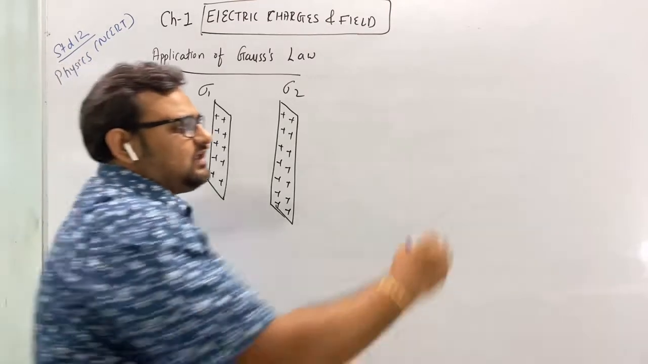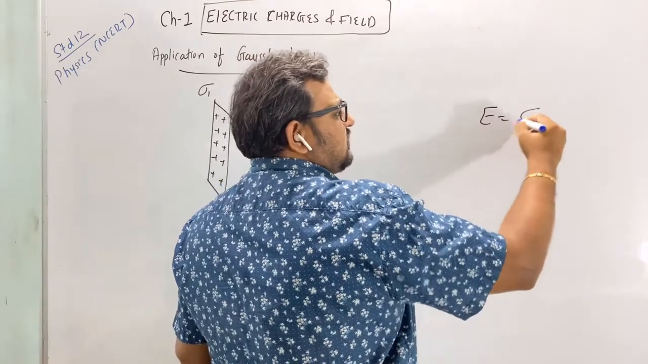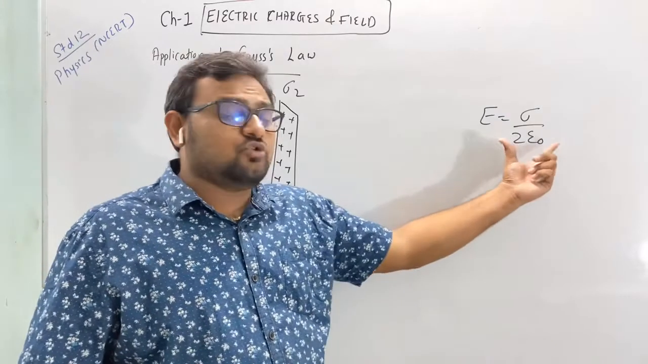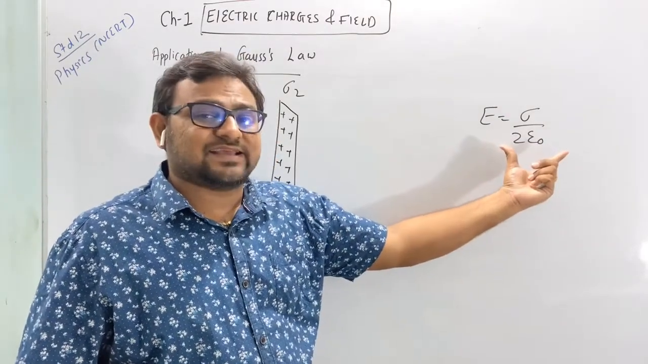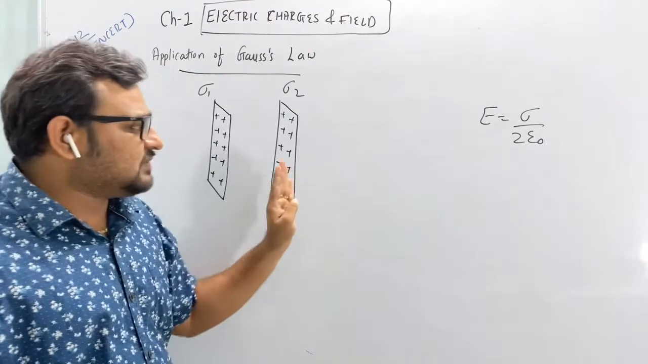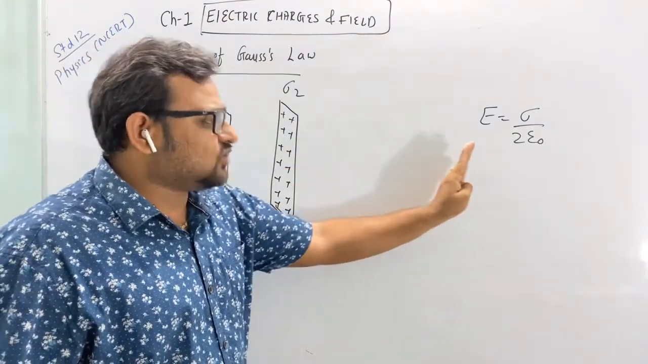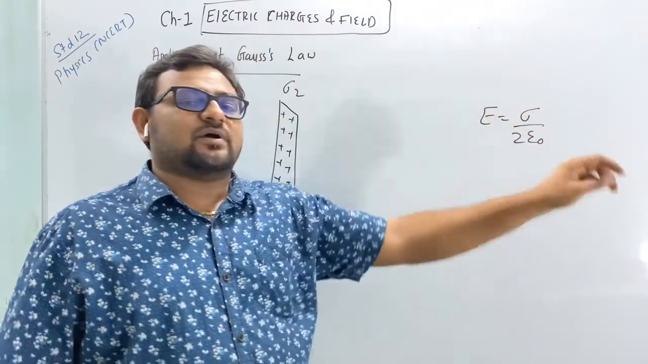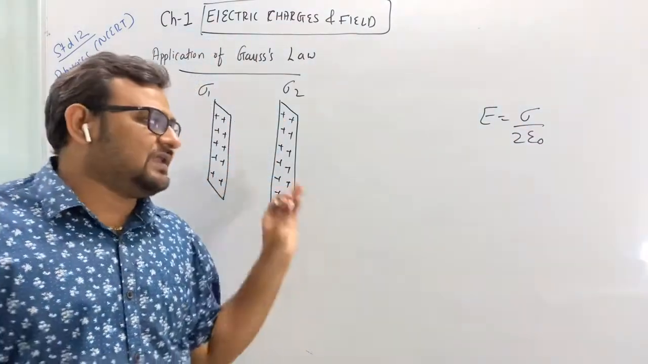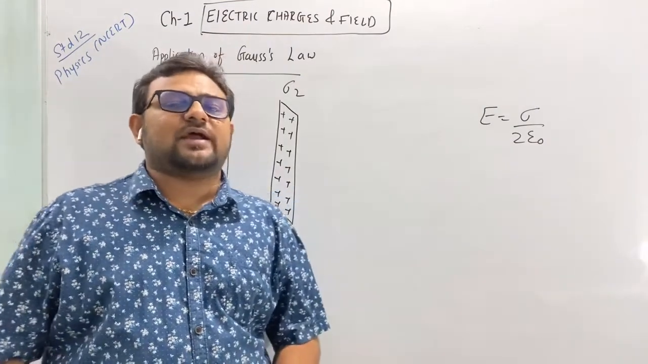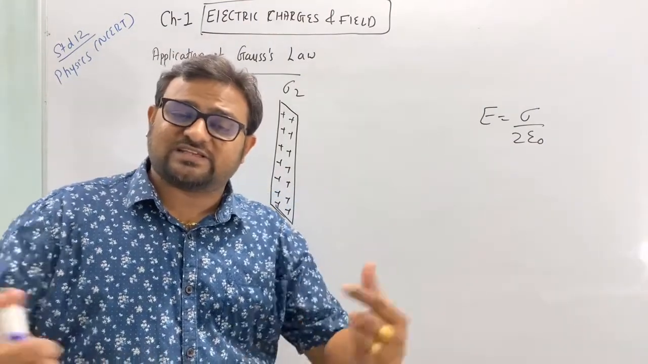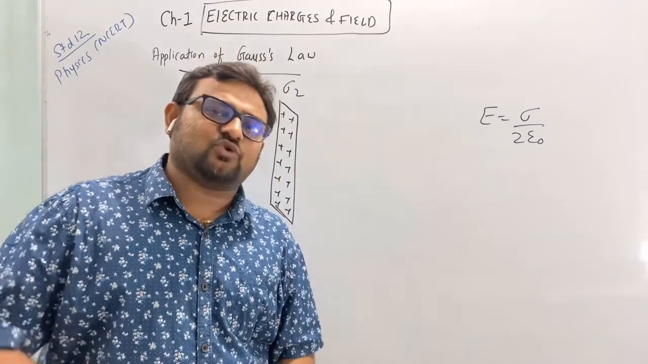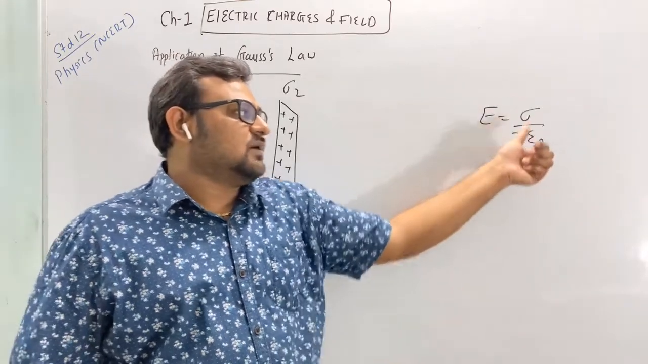So now we know the formula for electric field: E was equal to sigma by 2 epsilon 0. See, here there is no term like distance. Whether I take this distance or this distance or this distance, wherever I take it, it will always be sigma by 2 epsilon 0. So if there is an infinite size plane which is uniformly charged, at whatever distance you go, the electric field will be equal to sigma by 2 epsilon 0.